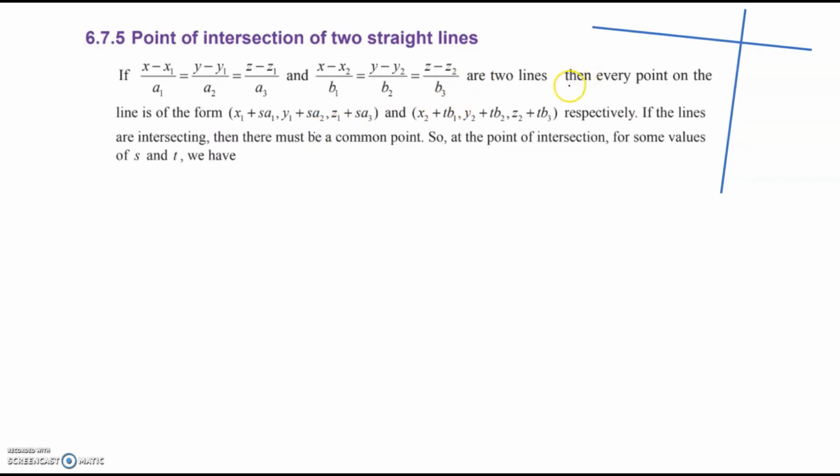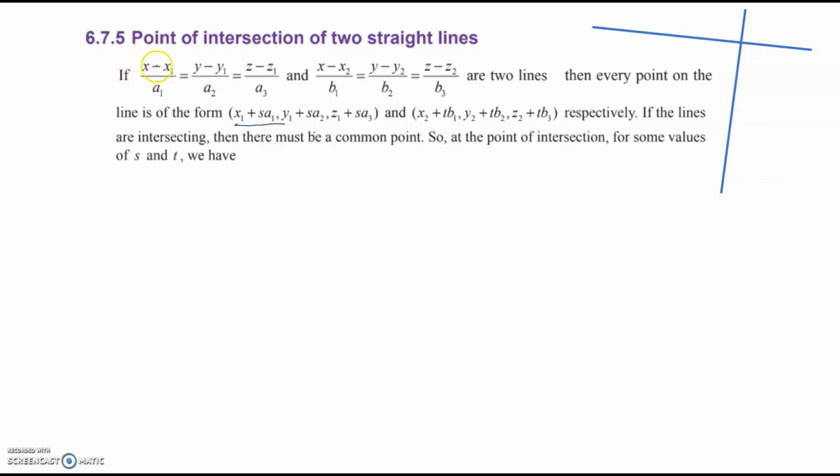So then every point on the line is of the form x1 plus sa1 comma y1 plus sa2 so on, and the second equation can be written like this respectively. If the lines are intersecting, then there must be a common point. So at that point of intersection, for some value of s and t, we're going to find what is that. But before that, let me show you how you get this.